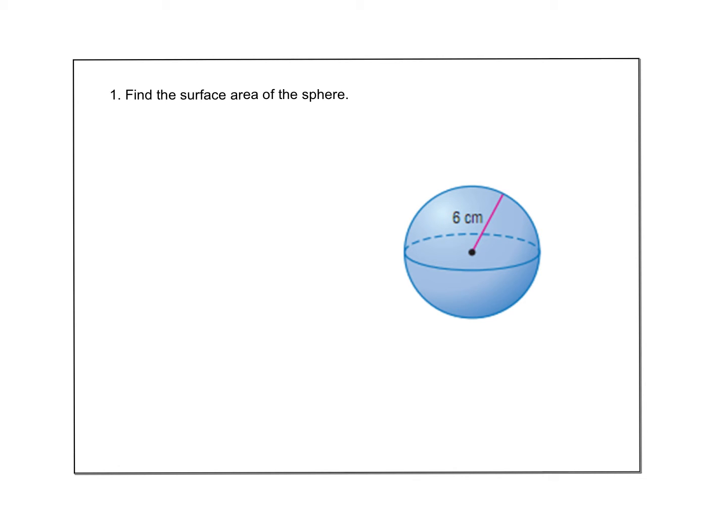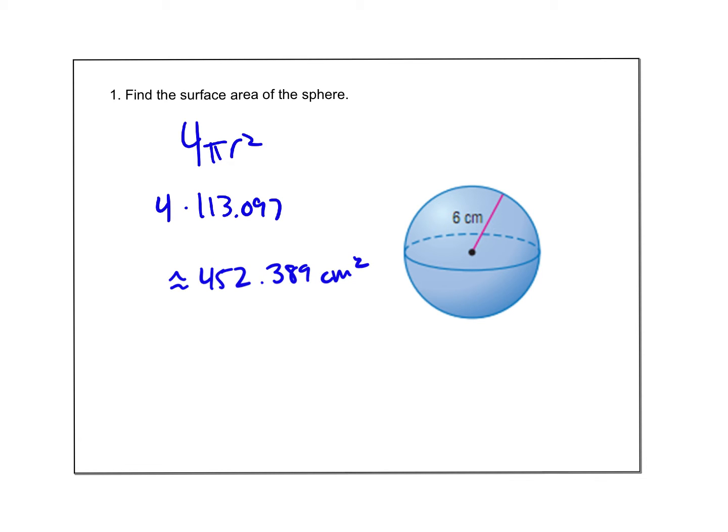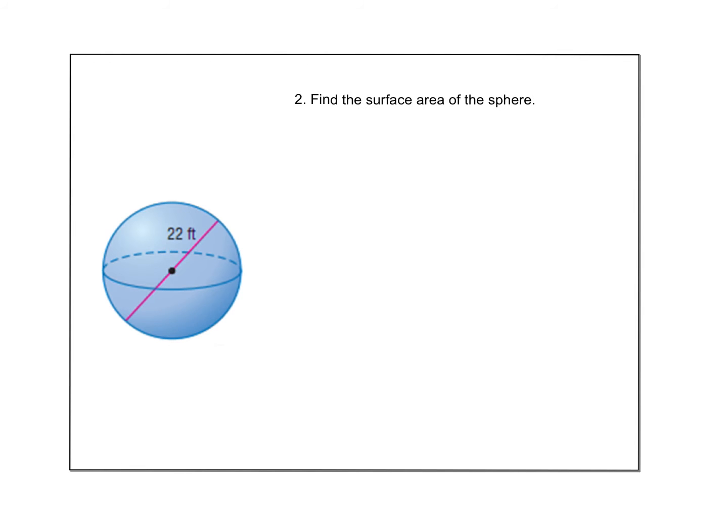So for this one, 4 pi r squared, 6 squared times pi is 113.097. Multiplying by 4, it's going to be approximately 452.389 centimeters squared. So you're just doing 4 pi r squared, r is 6, a little multiplication, and that's the surface area.